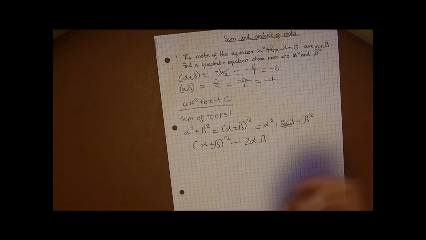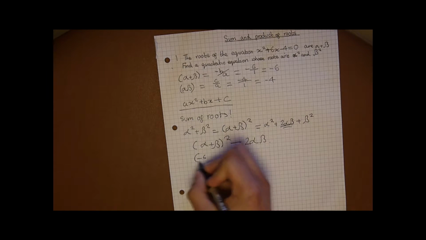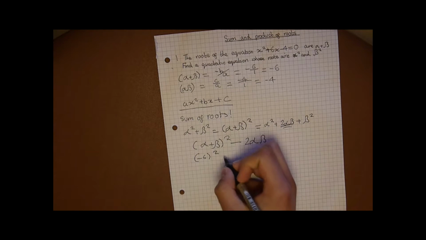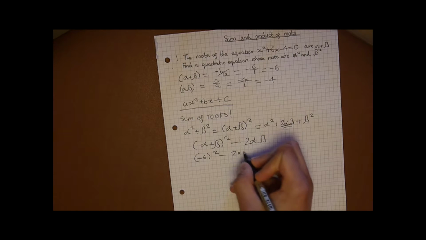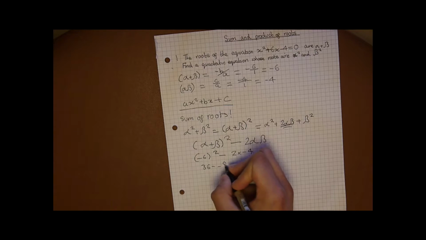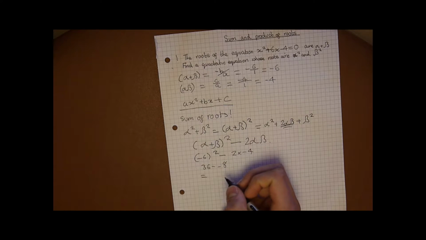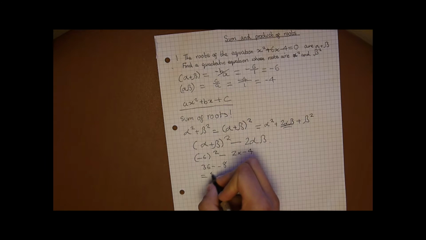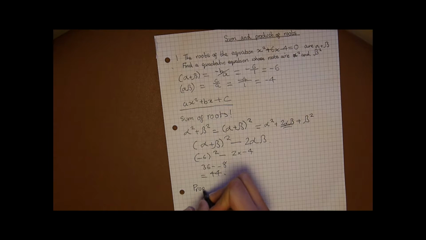Now if we substitute our values in, this is minus 6 squared minus 2 times minus 4. So 36 minus 8, which is equivalent to 44. Now, product of roots, again, very simple.